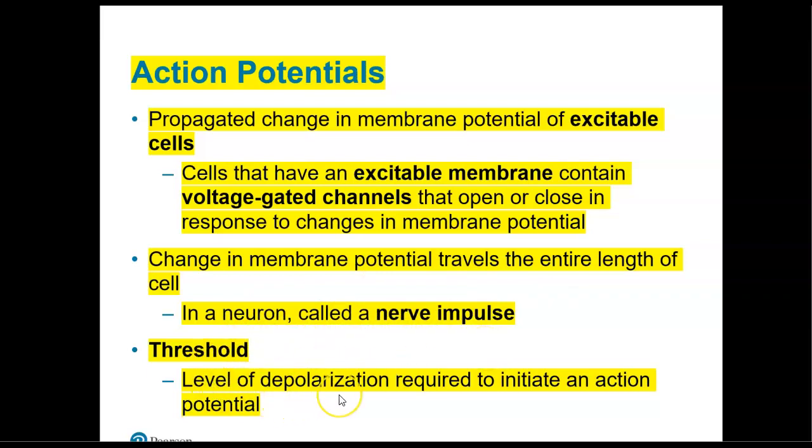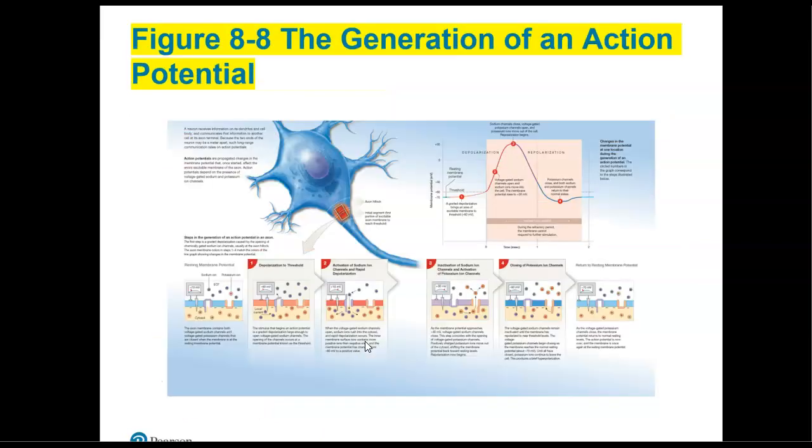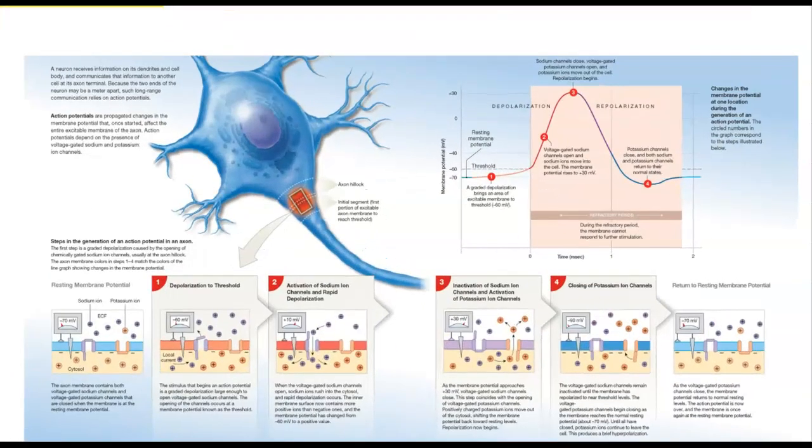Threshold is the level of depolarization required at the axon hillock. That's the beginning of the axon. That's how much depolarization must occur for the action potential to begin. Threshold is like -55. Now let's blow this up, because this is a good illustration of the steps that have to occur in the generation of an action potential. We know that an action potential is generated here. This is the axon hillock.